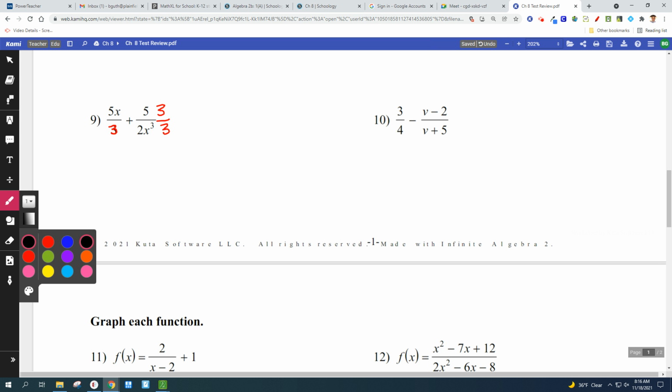Okay? And this fraction over here has a 2 on the bottom, so this one over here needs a 2 and an x cubed. Now it's fair. Now both of them have a denominator of 6x cubed. So just kind of clean up what you've got. Up here on the top left, you've got 2 times 5 is 10, and then x to the 4th. That's going to be 10x to the 4th. And over here, 5 times 3 is 15. That's your numerator. And all of that is now over 6x cubed.